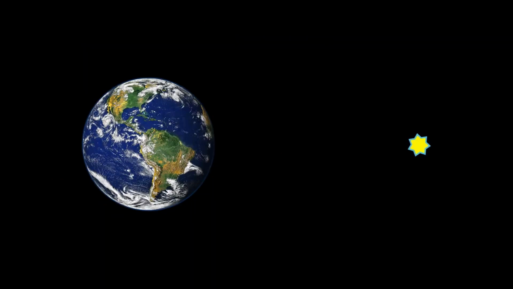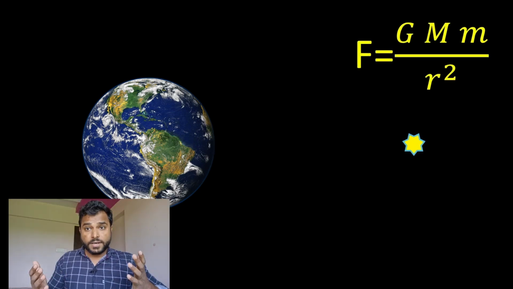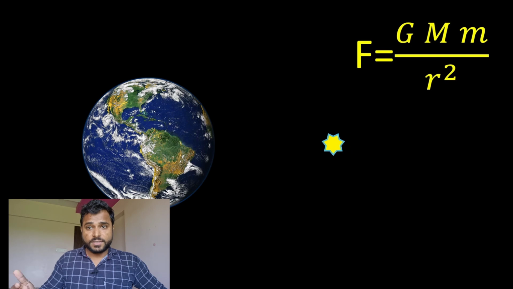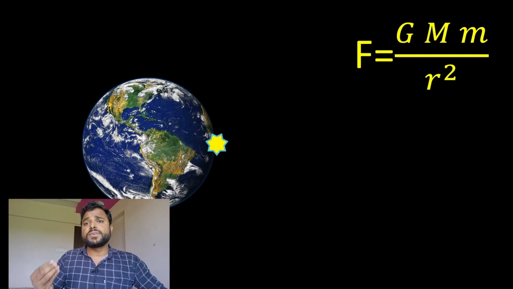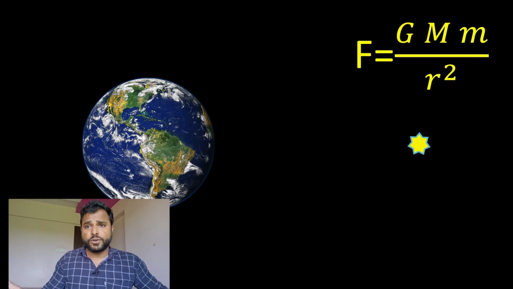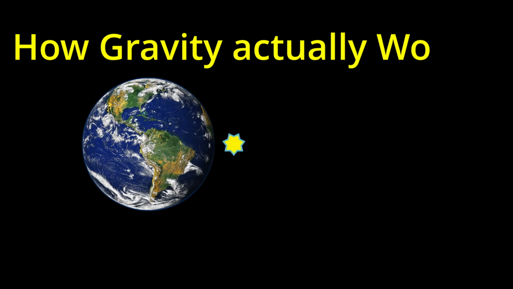So now let's come back to the animation we saw at the starting of this video. The Earth and the star will have a force of attraction which can be calculated using the universal law of gravitation. But Earth and this star are separated by a long distance. How can Earth interact with this star separated by thousands of kilometers? How does gravity actually work? One of the most accepted theories is the gravitation field.